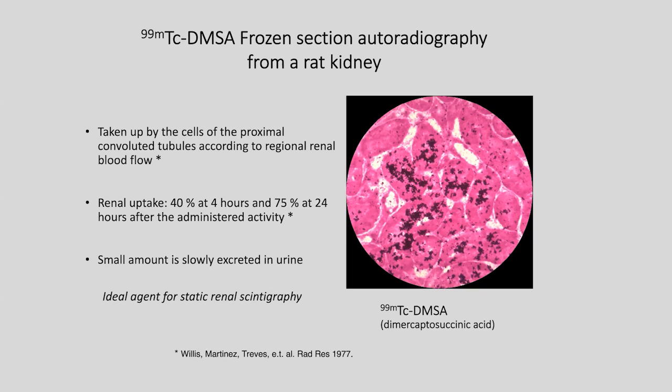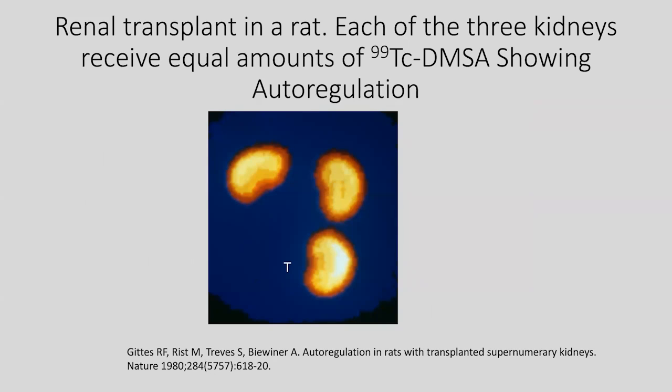What you see here is a frozen section autoradiography from a right kidney after injection of the DMSA, and you can see the dark silver granules associated with the proximal convoluted tubules. The distribution of the DMSA reflects renal blood flow, and this is an example to show when an additional kidney is introduced in this rat. You can see that the tracer is distributed equally among the 3 kidneys.